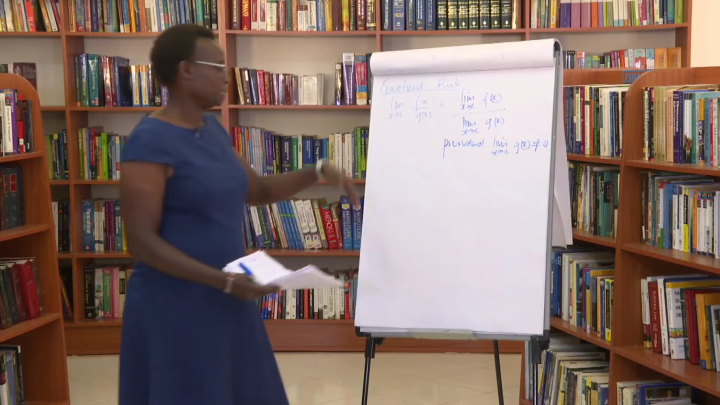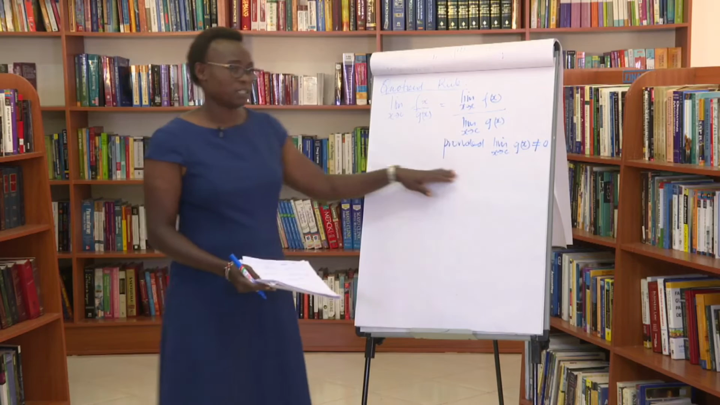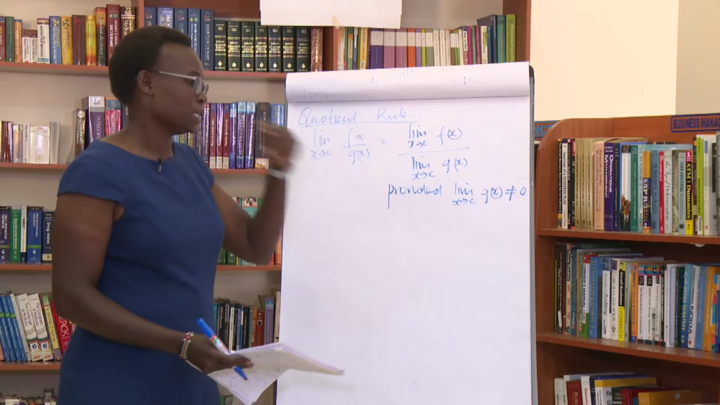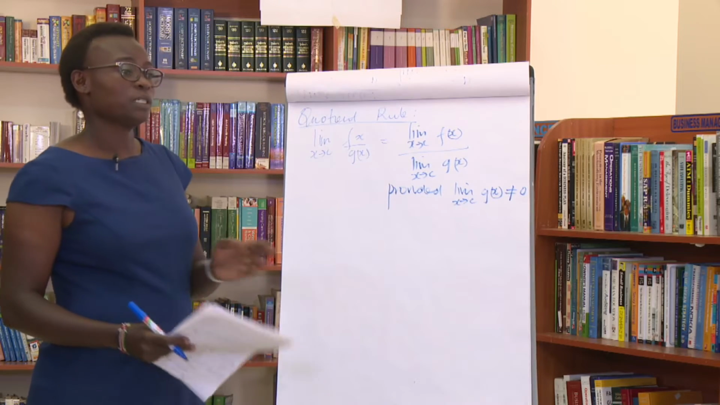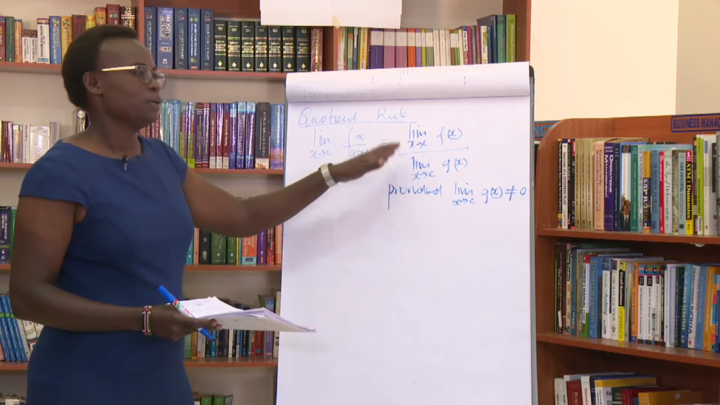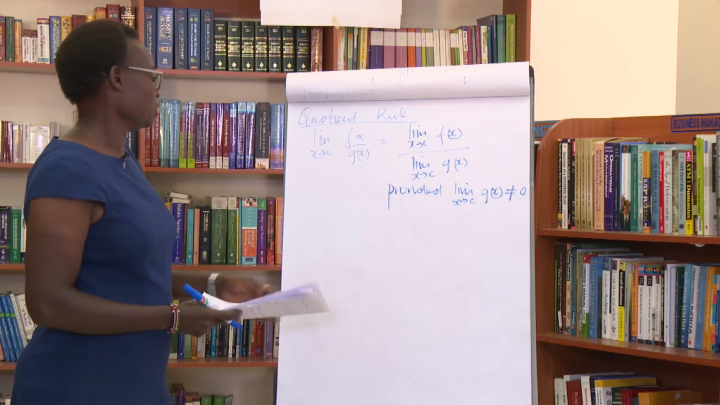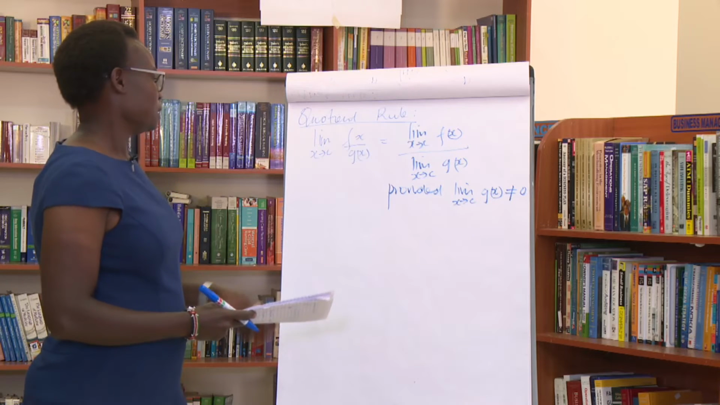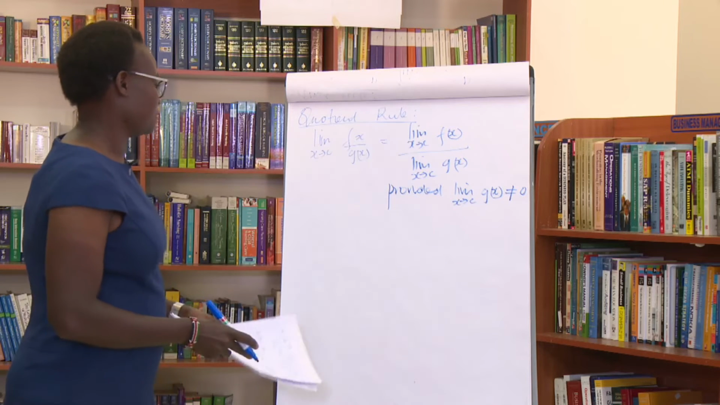So we'll later on see what happens if the limit of the denominator is equal to 0. What is it that you're supposed to do? So for now we just concentrate on the fact that we are supposed to get limits of functions that are a quotient, and we are supposed to use that fact.